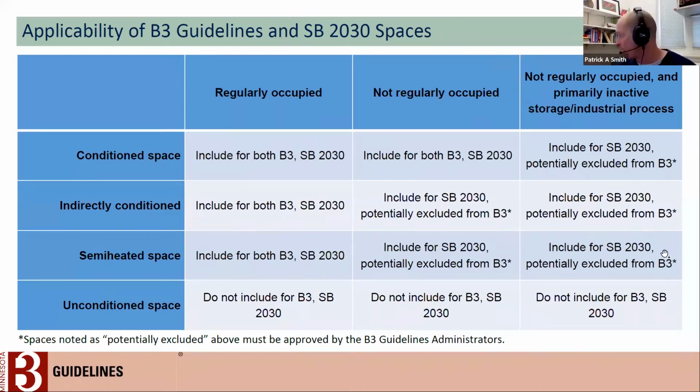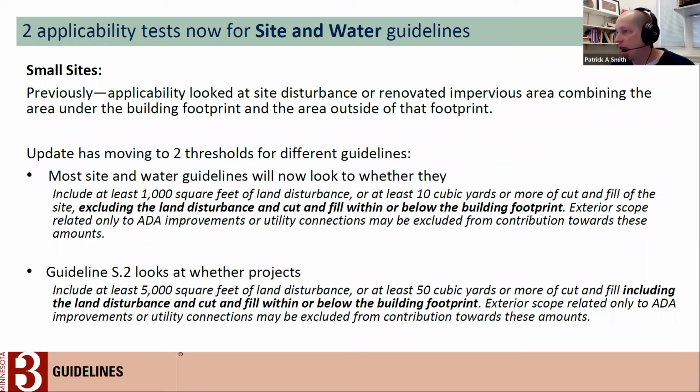That's between SB 2030 and B3 guidelines, and I wanted to just touch base with that, because then when you think about sites, that also looks a little bit different. So for small sites, these updates include differentiated thresholds for guideline applicability. Previously we were looking at site disturbance or renovated impervious area, which combined the area under the building footprint and the area outside of the building footprint as the number that we looked at relative to whether guidelines would be required. We're moving to doing this relative to two tests.